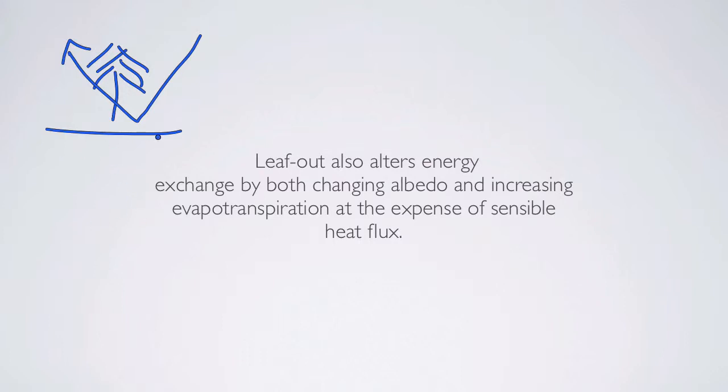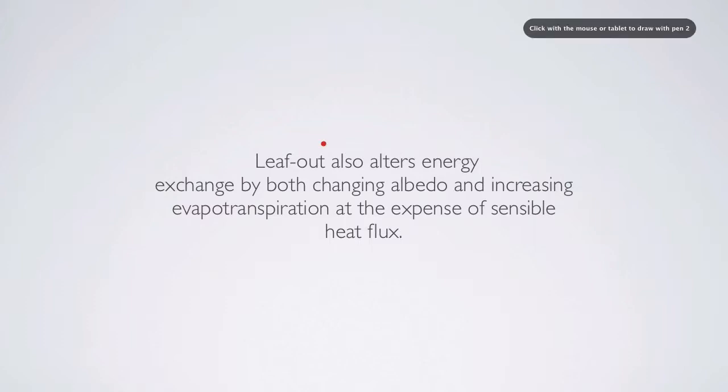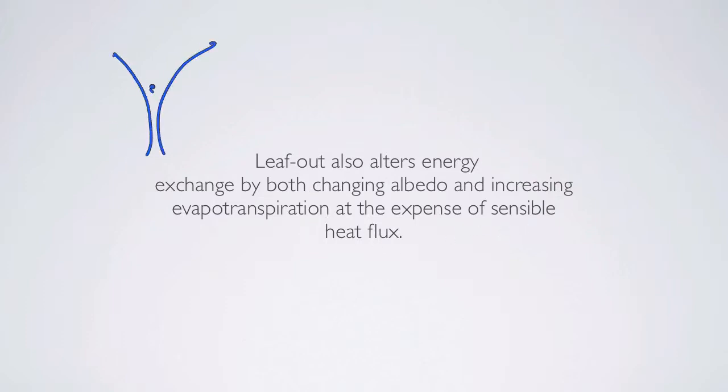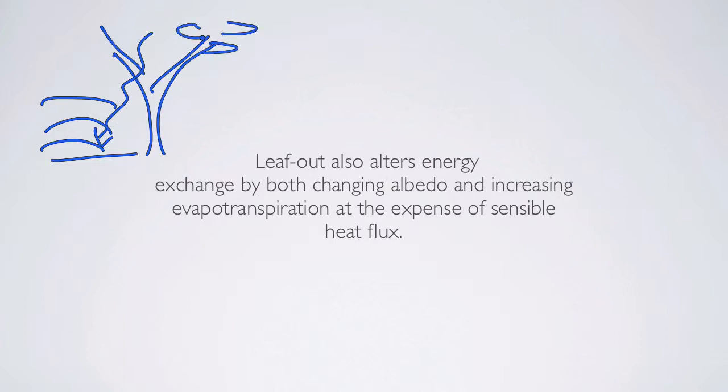Even if there's no snow on the ground, you're still often going to have a lot higher albedo of a system. So leaf out changes the albedo of a system, but it also increases evapotranspiration at the expense of sensible heat flux. So if you have a forest, for example, that's bare, shortwave radiation coming down is going to get absorbed. But because there's a lot less surface area to transpire water, most of that goes into heating the surface and then sensible heat flux. But once those leaves come out and we have a lot more transpiring surface, that energy that's absorbed by the leaves goes into latent heat flux.